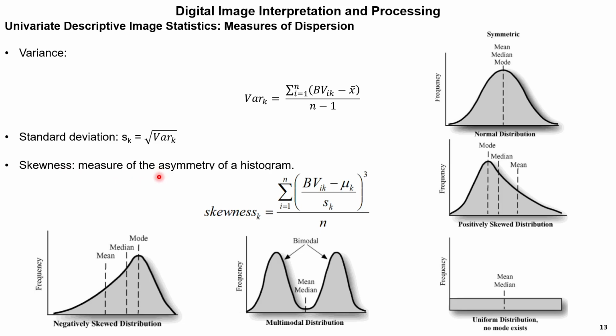And skewness is the measure of symmetry of the histogram. So mostly we will not be using the skewness, so we'll be dealing mostly with the variance and standard deviation for now.